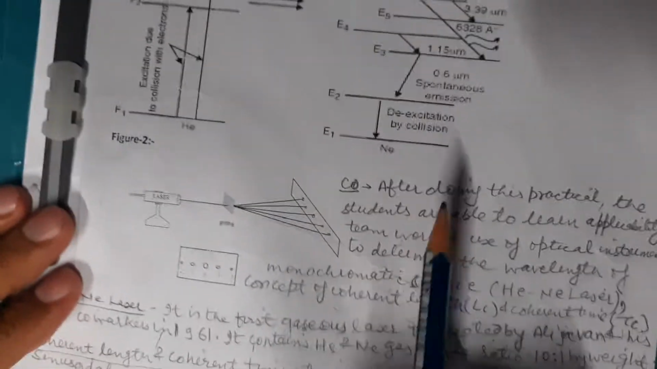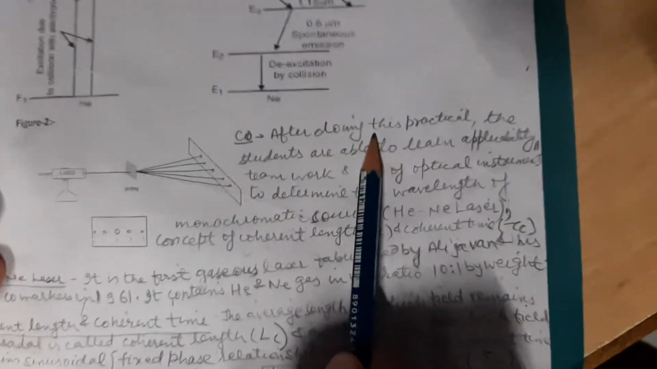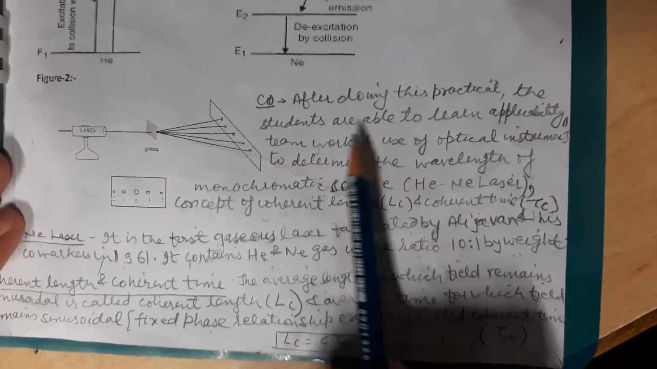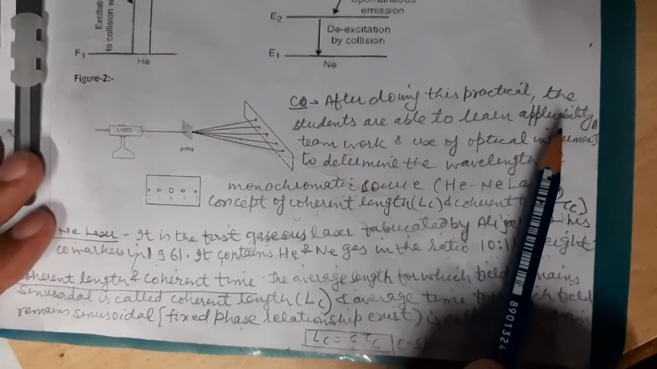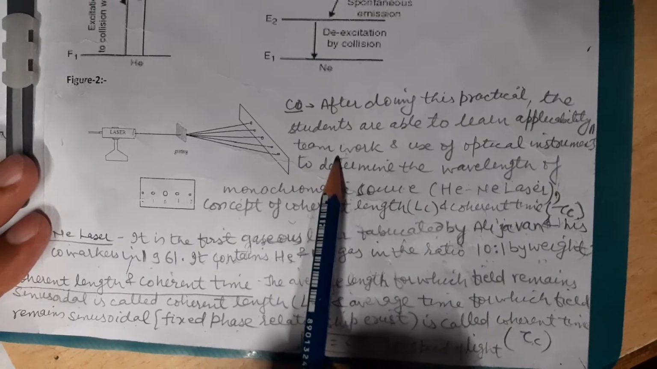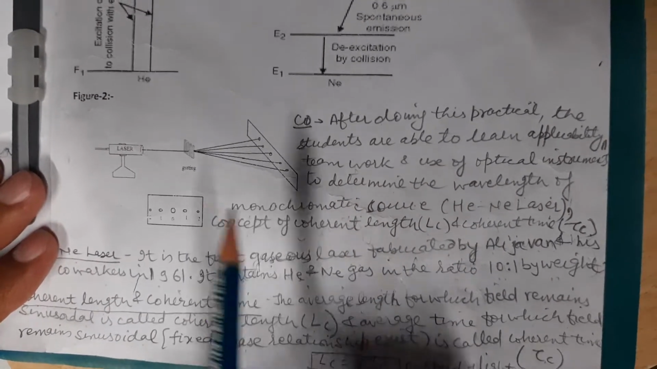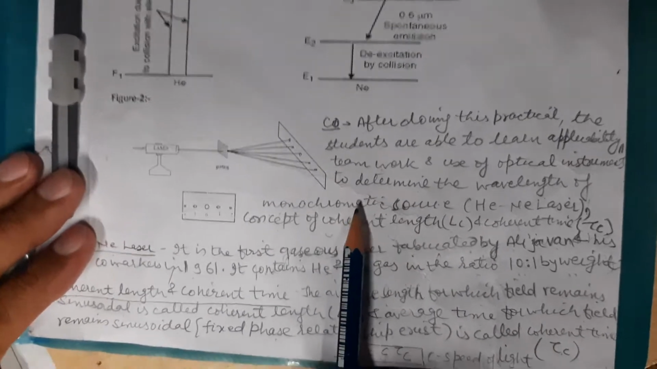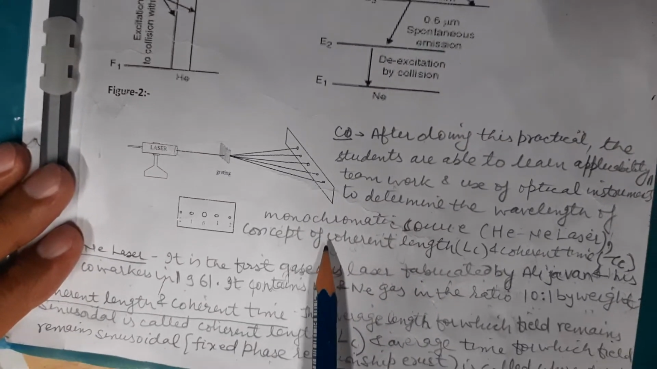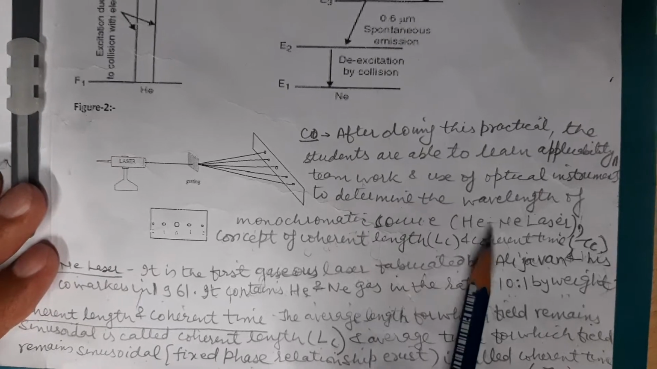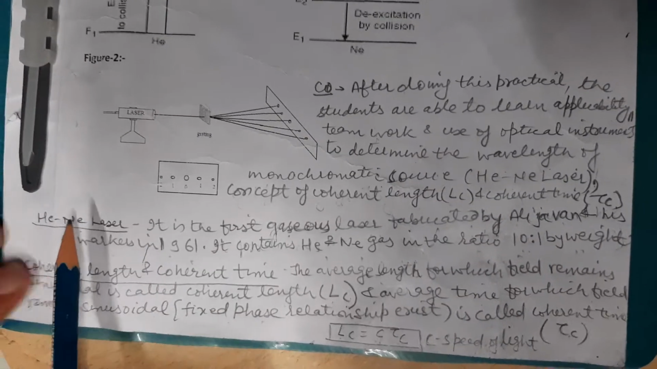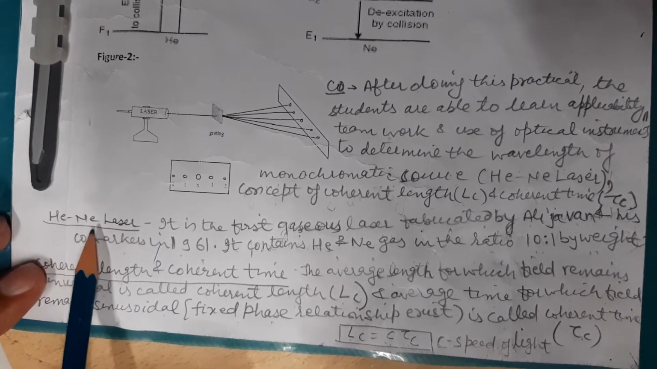Outcomes of this practical: after doing this practical, the students are able to learn applicability, teamwork, use of optical instruments to determine the wavelength of the helium neon laser, concept of coherent length, coherent time. Then, what is helium neon laser?